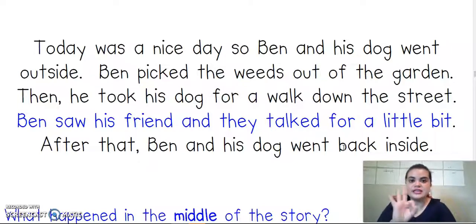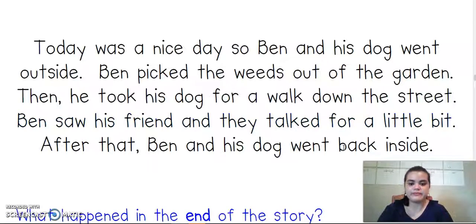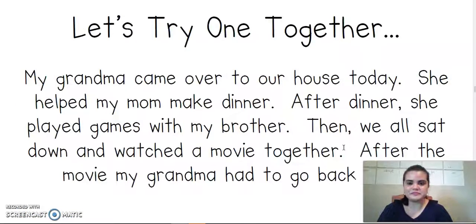So as you can see, three events happened in the story. So those are key events, three key events. And now, what happened at the end of the story? Yes, after that, Ben and his dog went back inside. And that is the end of the story.